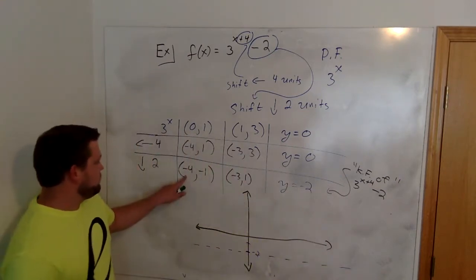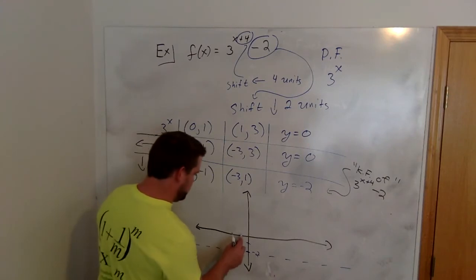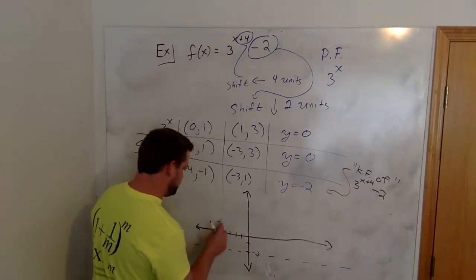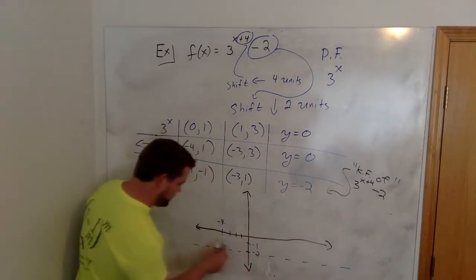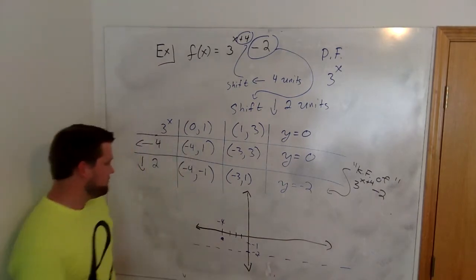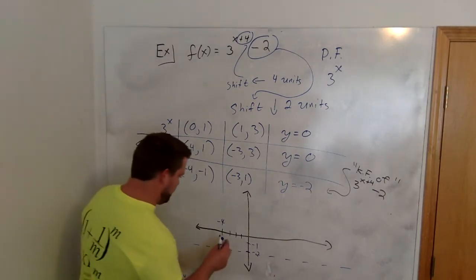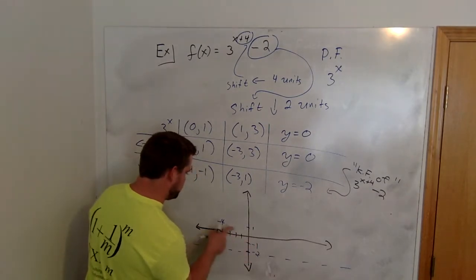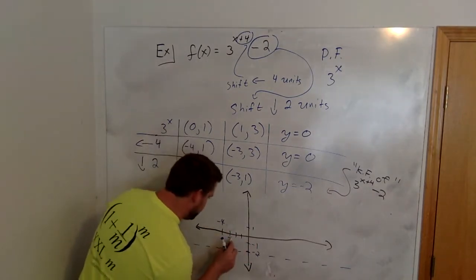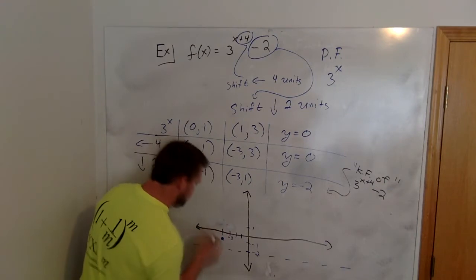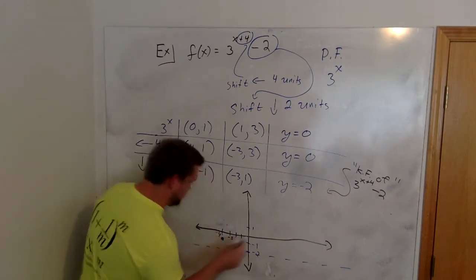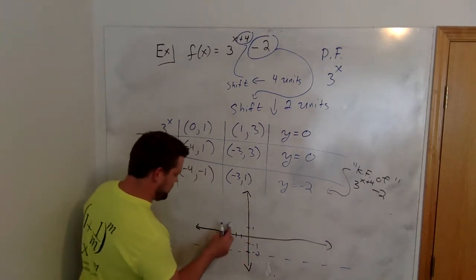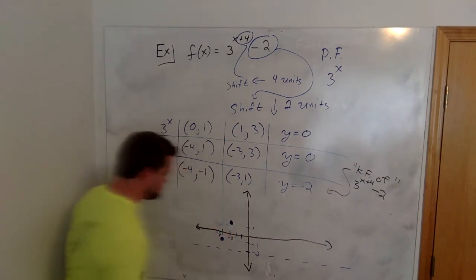Okay, we have the point -4, -1. So here's -4, here's -1. So this point will be on the graph. And -3, 1. So here's -3 and here's 1. I'll bold these points in.